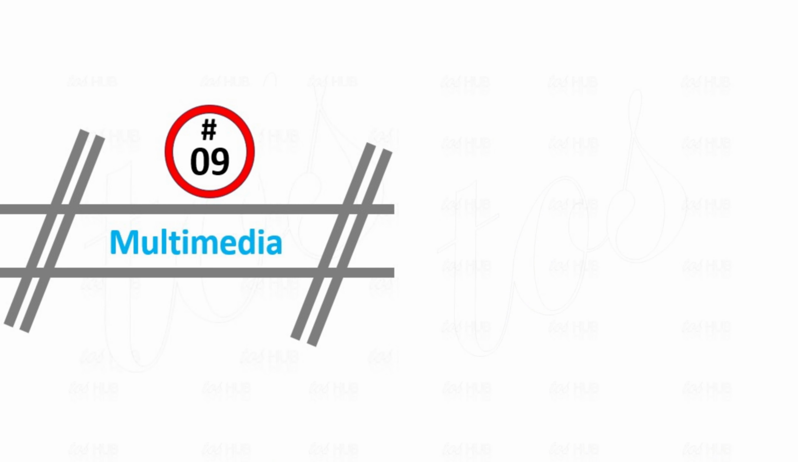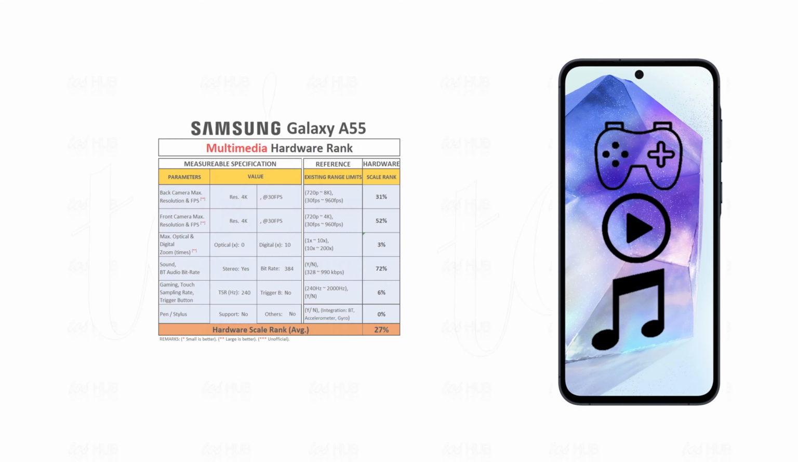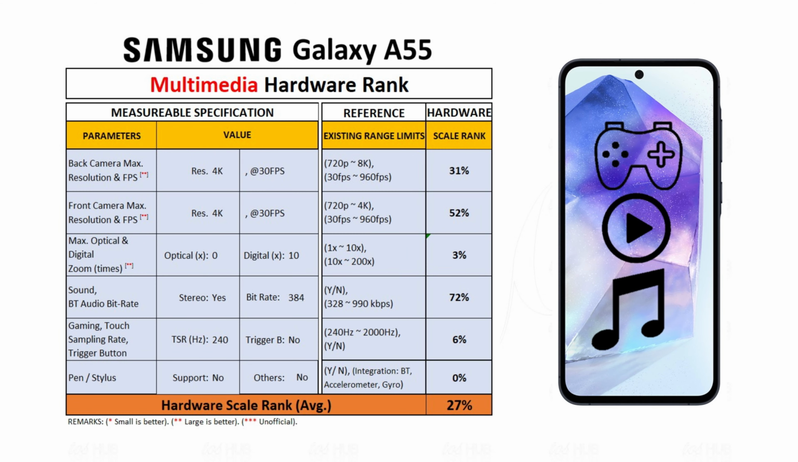Ninth category is about multimedia. Samsung Galaxy A55 multimedia hardware rank bases on 6 parameters. It includes photo, video, music, gaming, and other multimedia features. By comparing the multimedia specification with available smartphones, the score rank stands at 27% scale.